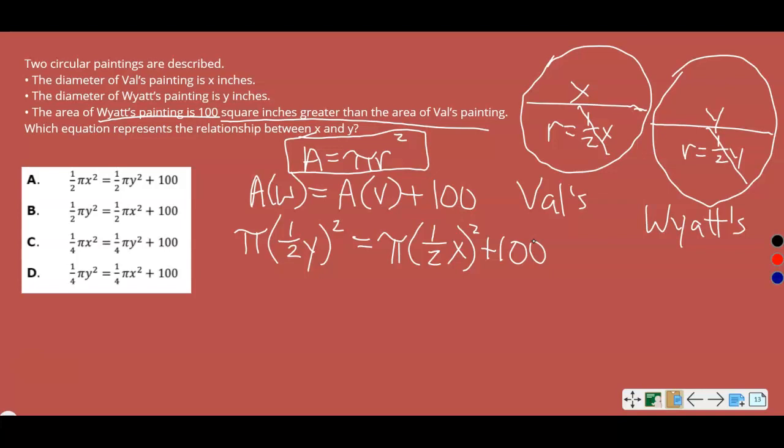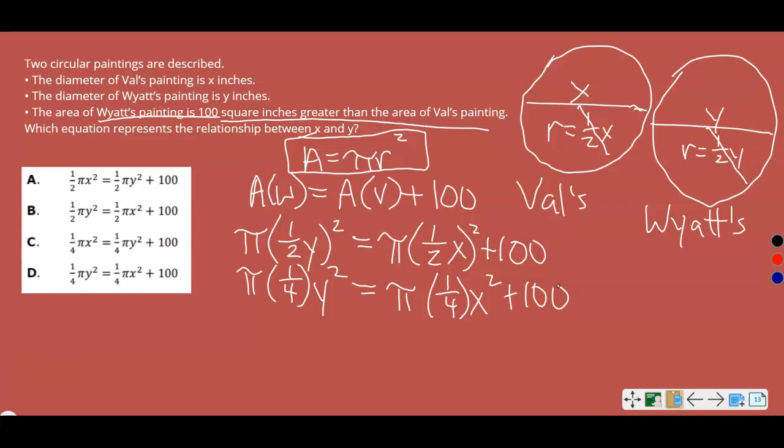Now let's just clean it up a bit. So we're going to have pi times 1/2 squared. When you square a fraction, you're going to square the numerator and the denominator. 1 squared is 1, 2 squared is 4, and then y squared is y squared. And then same thing on the other side. 1/2 squared is going to be 1/4, and then x squared plus 100.